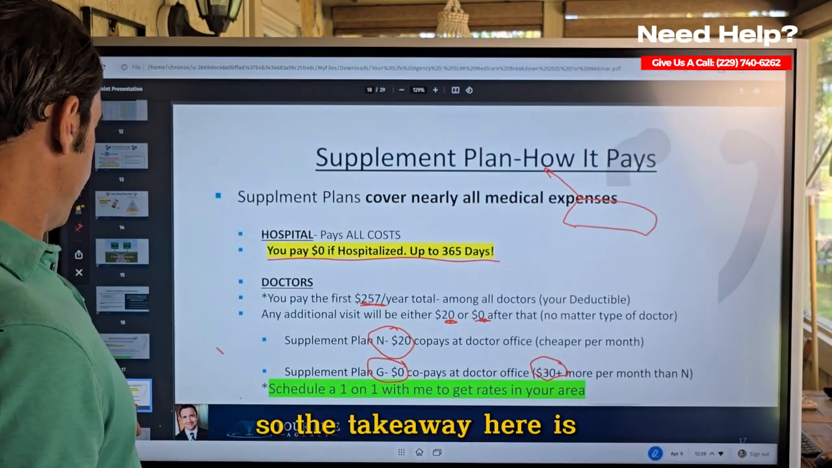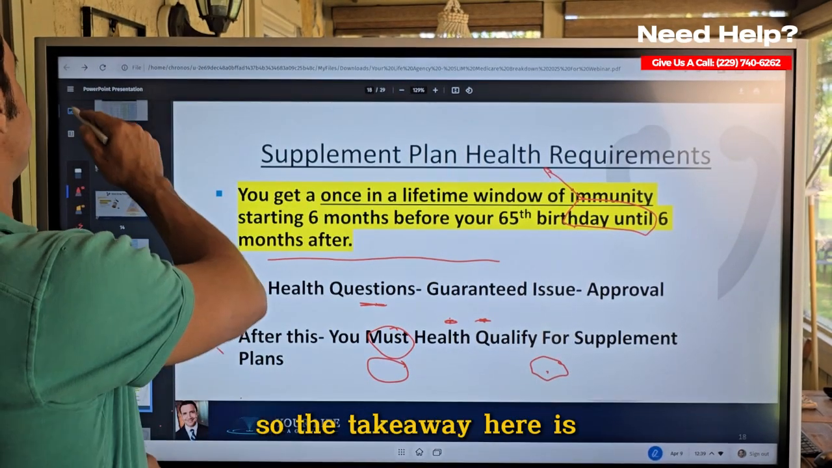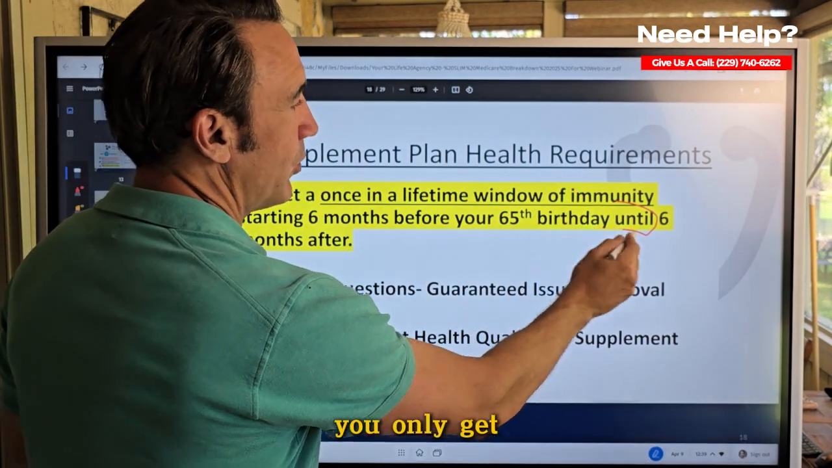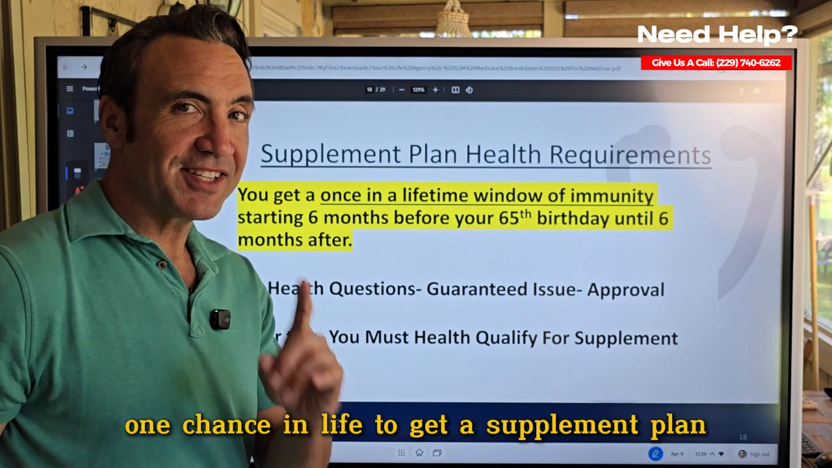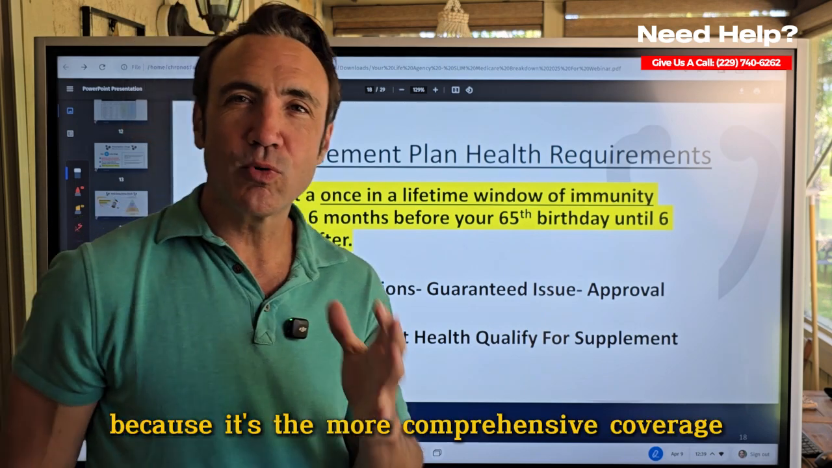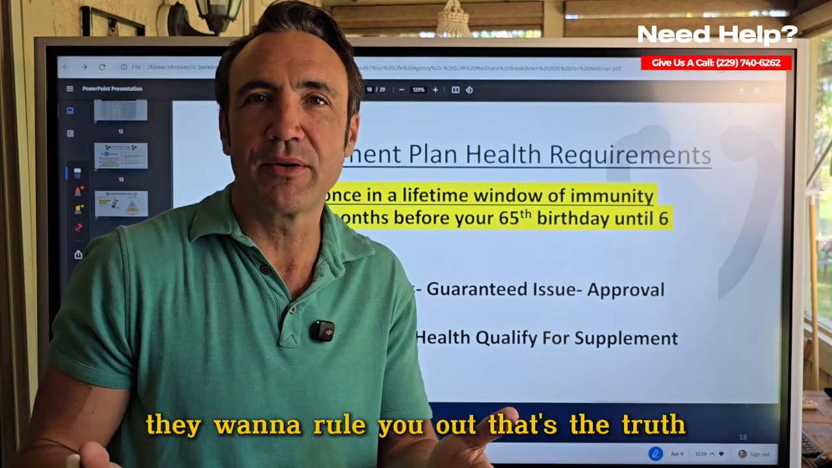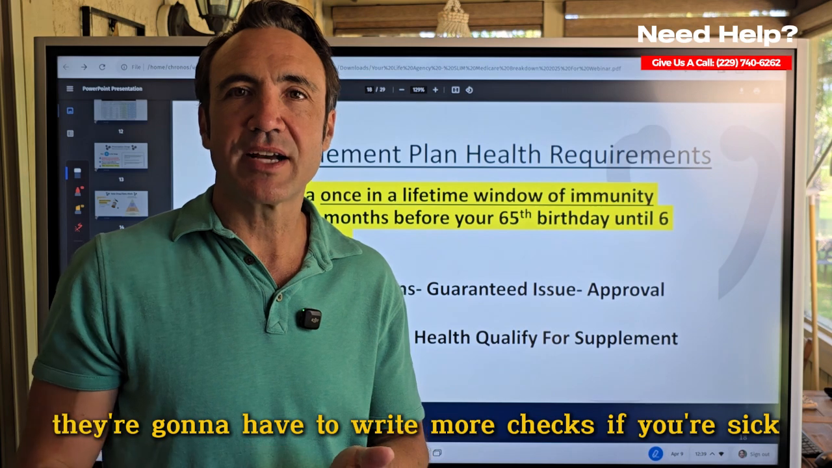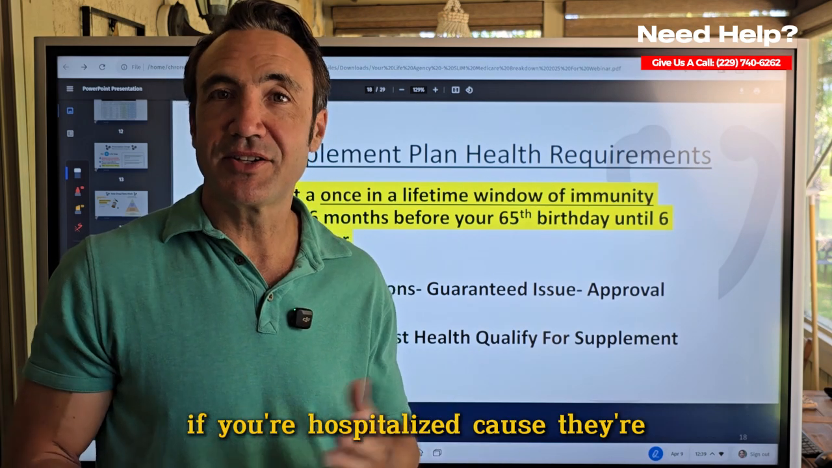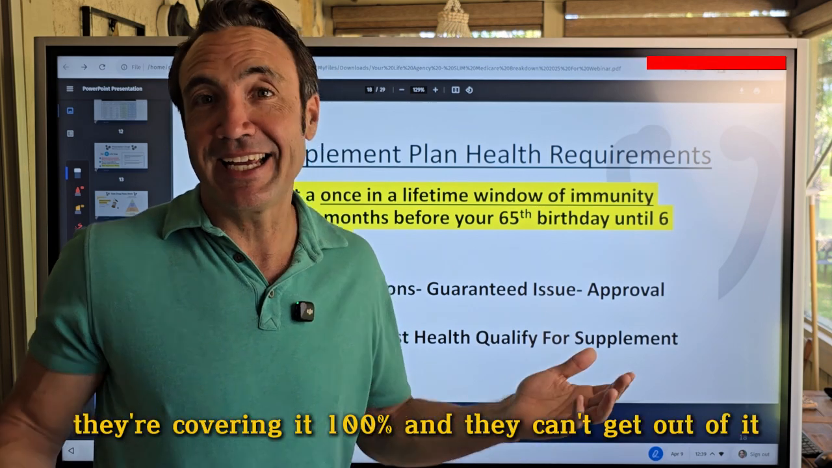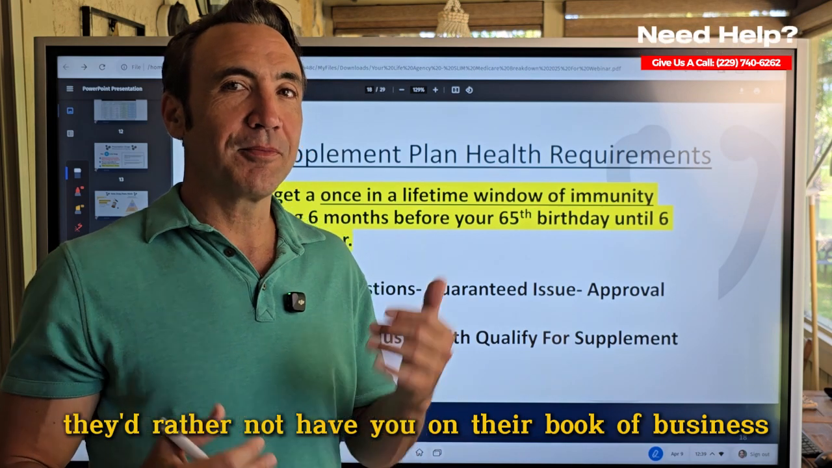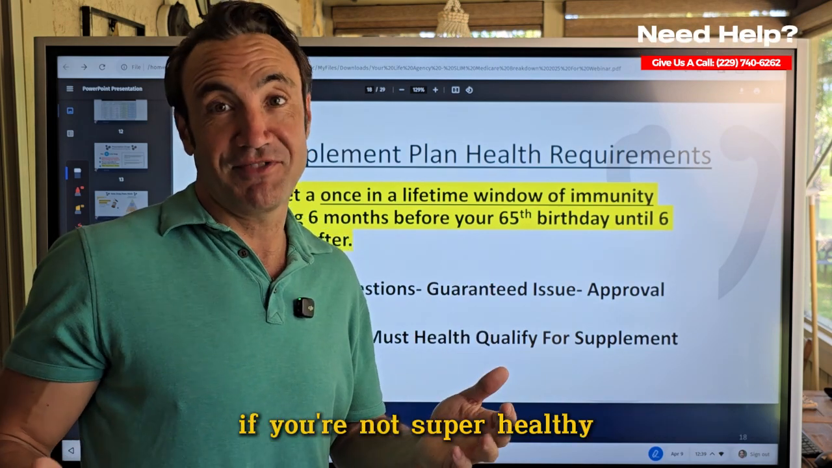But that's the basics. So the takeaway here, an important note, right here when highlighted in yellow, is extremely important. You only get one chance in life to get a supplement plan with no health questions. Because it's the more comprehensive coverage, they want to rule you out. That's the truth. They're going to have to write more checks if you're sick, if you're hospitalized, because they're covering it 100% and they can't get out of it because it's federally regulated. So they'd rather not have you on their book of business if you're not super healthy.